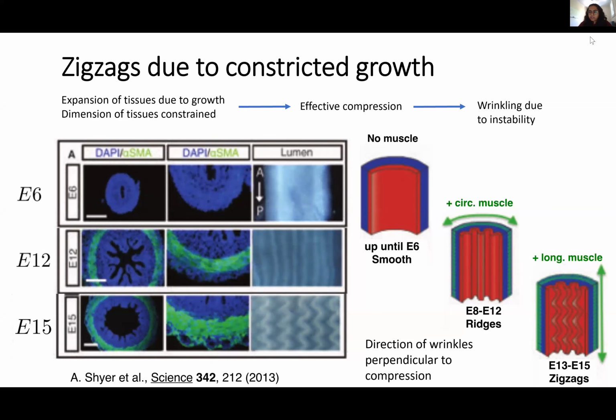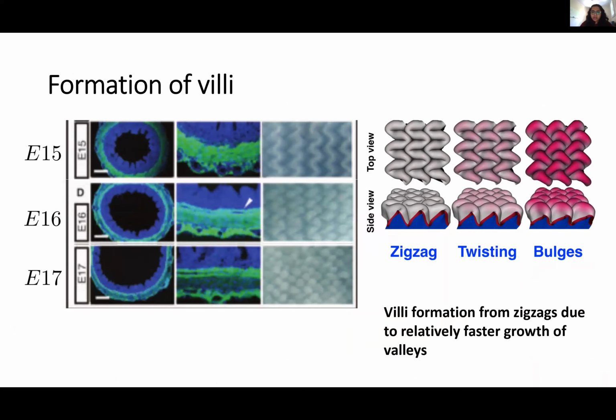And so as we progress in the development of the embryo, there are also longitudinal muscles being formed, and these longitudinal muscles constrain the length along this direction, which is why you also have folding along the longitudinal direction. So a combination of constraining length in the circular direction and the longitudinal direction gives you the zigzag pattern. And this finally leads to the formation of the villi when the valleys have a relatively faster growth. And then there's some bulging that gradually occurs as development progresses, and you move from a zigzag pattern to the characteristic pattern of villi.